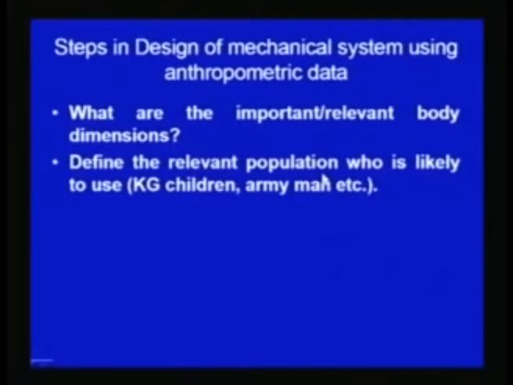Mechanical systems can be used by a variety of people, like a chair can be used by an adult, by an army man, by a woman or by KG children. So, for different groups of people, since the anthropometric data is different, if the targeted population for a given mechanical system is defined properly, then it will help to get an idea about the range of the dimensions as far as height, length or weight is concerned.